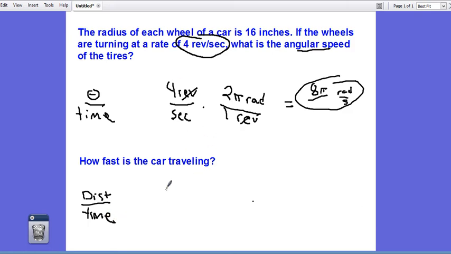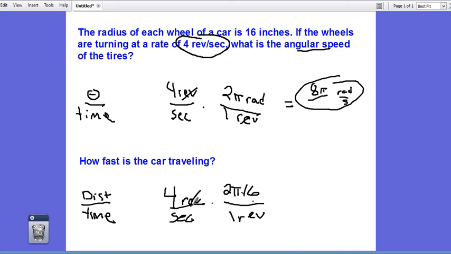Again, we have our 4 revolutions per second. We have to figure out how far we go every time that tire goes 1 revolution. So you're basically thinking about the circumference of the circle. Remember, 2 pi r. R in this case is what? 16. So 2 pi times 16, and you're going that far every time you do 1 revolution.